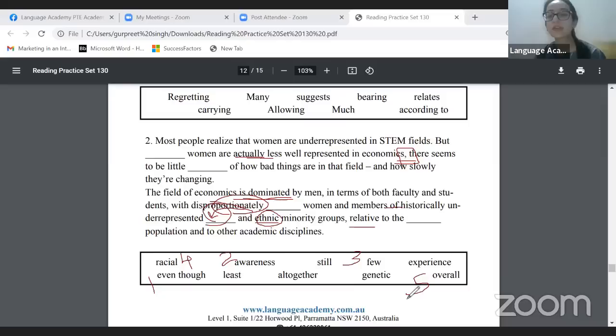So these are the answers. The first one, you need to understand whenever there is a comma, you need to understand the two sentences. Only then you can find out your answer. Second one is again based on context. Third, the field is dominated by men with few women, obviously, and two types of groups. One is ethnic group, one is racial group. And relative to means compared to the overall population.